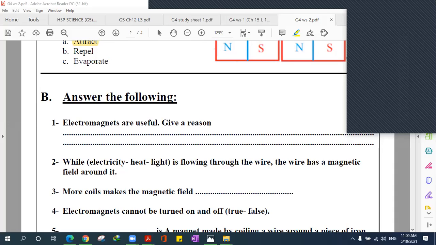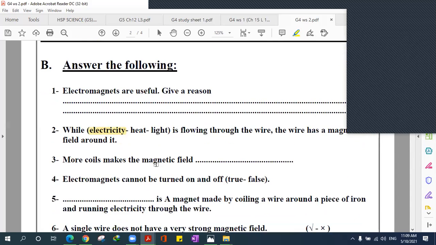Can someone answer this question for me? While what? Electricity, heat, or light flowing through the wire? It should be electricity. What do you think the answer will be? Electricity. Okay, someone said electricity. Yes, that's right. Thank you so much.